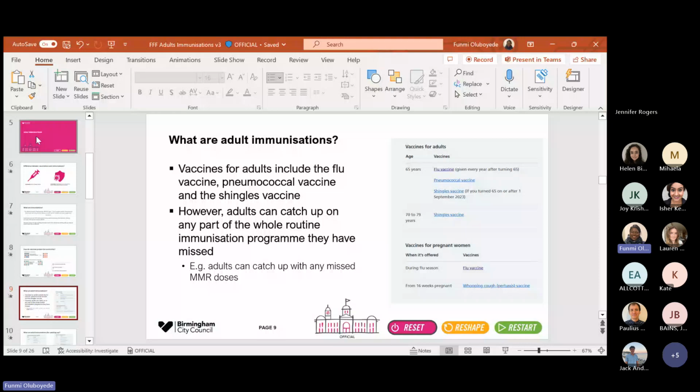Also, there are vaccines for pregnant women. They're eligible for flu vaccination during flu season. And from when they're 16 weeks pregnant, they are eligible and should be offered whooping cough or pertussis vaccine.